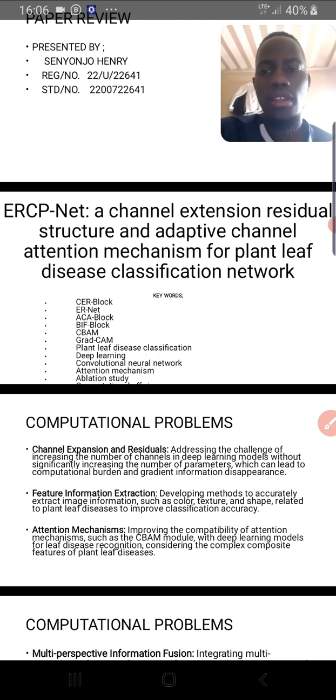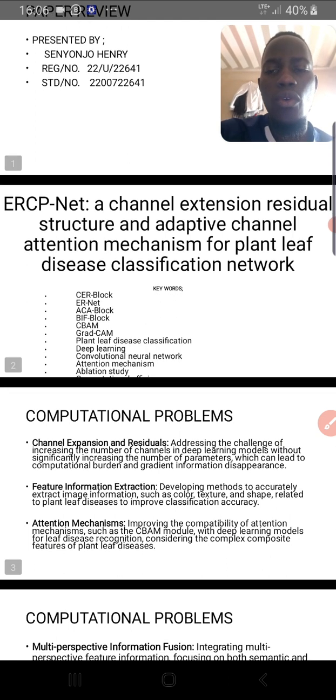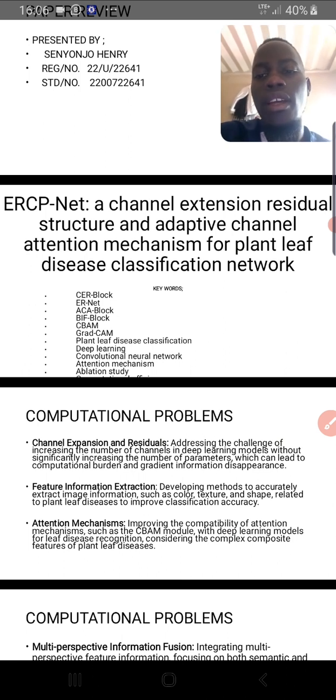This is my title, Ercp-Net, a model that was used in this paper, and this model has a channel extension. It works with a channel extension residue structure plus an adaptive channel attention mechanism for plant leaf disease classification. I'm going to explain all that in the coming slides.